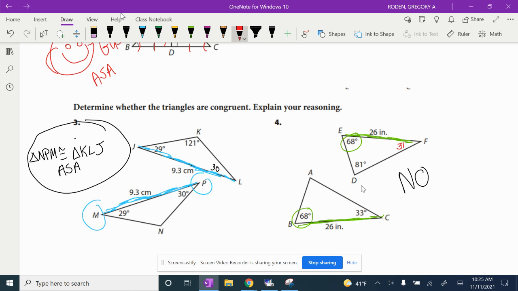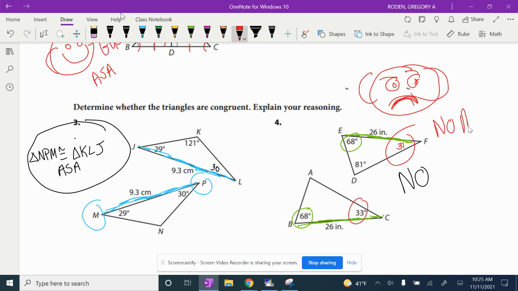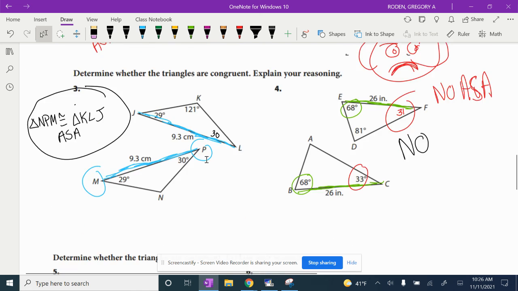So they are not congruent because these two angles are not the same. So again, this is a bad one: not congruent, no ASA. Okay, angry monkey. Okay, let's do one more problem here.